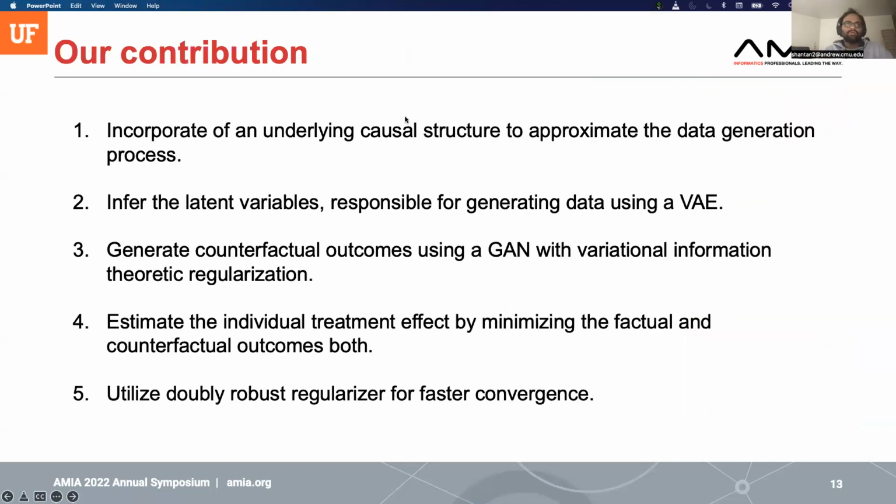So this is our contribution for this particular paper. We want to incorporate an underlying causal structure to approximate the data generation process. We want to infer the latent variables responsible for generating data using a variational autoencoder. We generate the counterfactual outcomes using a generative adversarial network, or GAN, with variational information-theoretic regularization. We want to estimate the individual treatment effect by minimizing the factual and the counterfactual outcomes both. And also, we try to utilize the doubly robust regularizer for faster convergence.